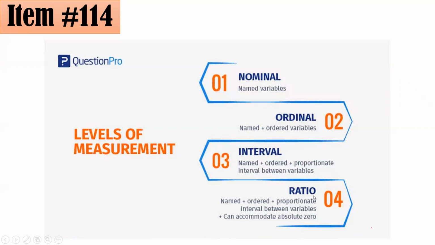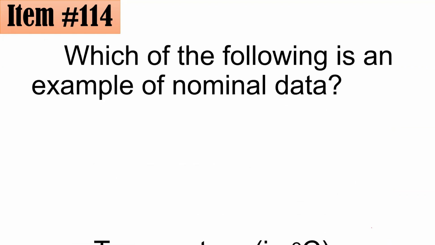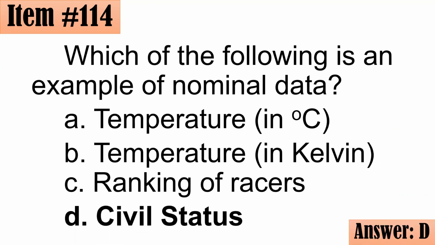Whereas for the ratio data, it has all the characteristics of your interval data. However, yung kinagandahan sa ratio data ay meron siyang true or absolute zero. Interval data does not have a true zero, whereas ratio data has a true zero. That's why letter D po yung sagot dito.